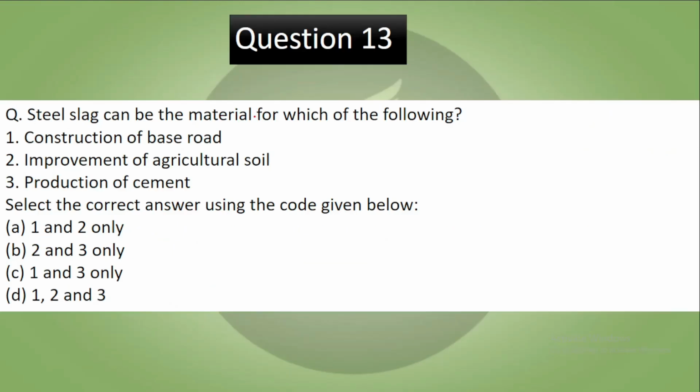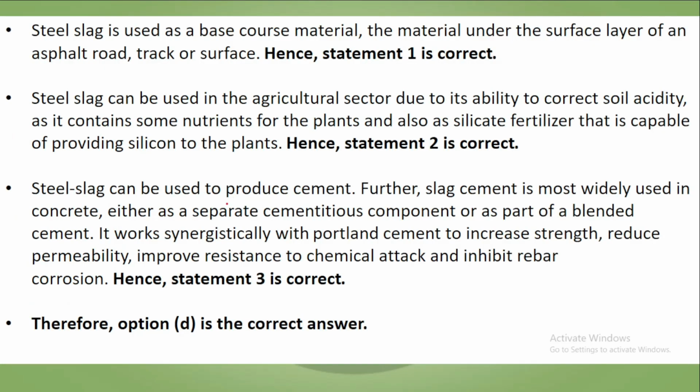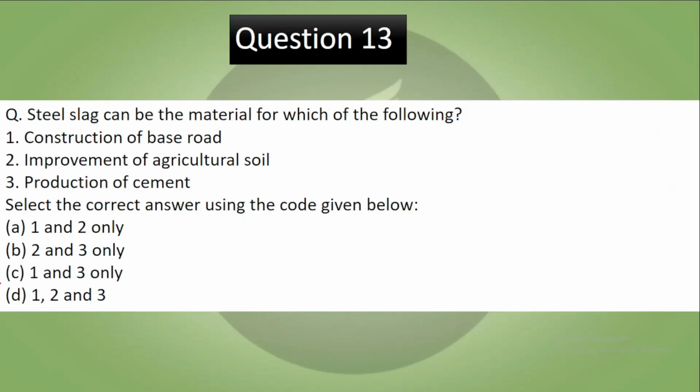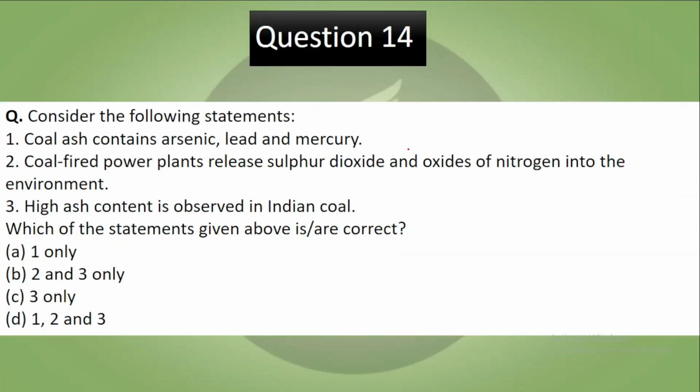Steel slag can be the material for which of the following? Construction of base road, improvement of agricultural soil, production of cement. Select the correct answer using the code given below. Pause the video, try to answer. Now let's see the answer. So your correct answer to this is D. It can be used in all these. So if you want to read more about it, you can pause the video, you can read from here.